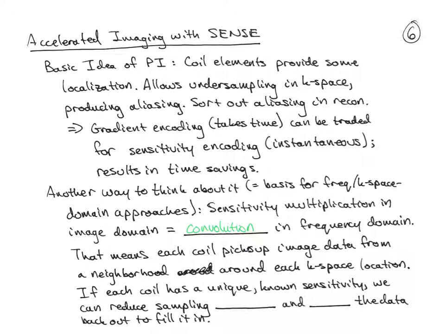And it turns out then that if each coil has a unique known sensitivity, we can reduce sampling density in k-space, which results in having to sample fewer locations, and approximately blur out the data that we did acquire in k-space to fill it back in.